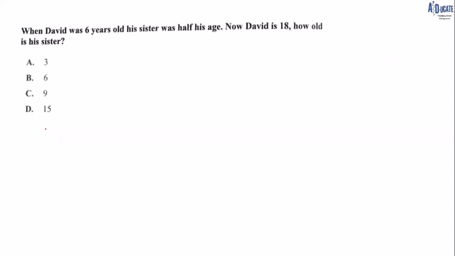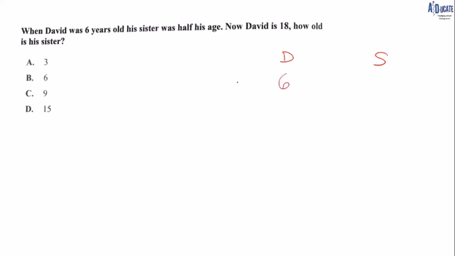All right. Go ahead. This one I had a bit of a bad time. Let's say he was tricked. Okay. When David was 6 years old. So David is 6. I don't know what year this was, but this is David. And this is his sister. He was 6 years old.